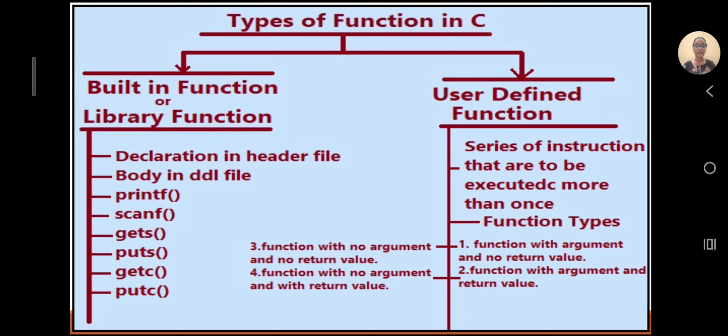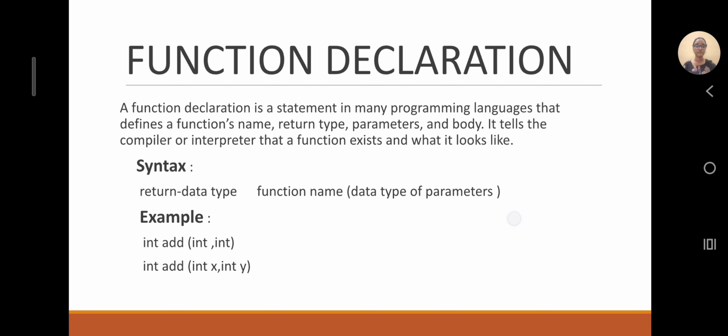Next, user-defined function. It is a series of instructions that are to be executed more than once. There are four types of user-defined function: function with argument and no return value, function with argument and return value, function with no argument and no return value, function with no argument and with return value.